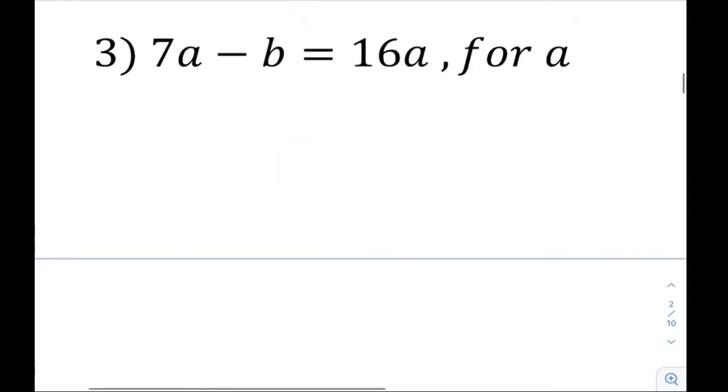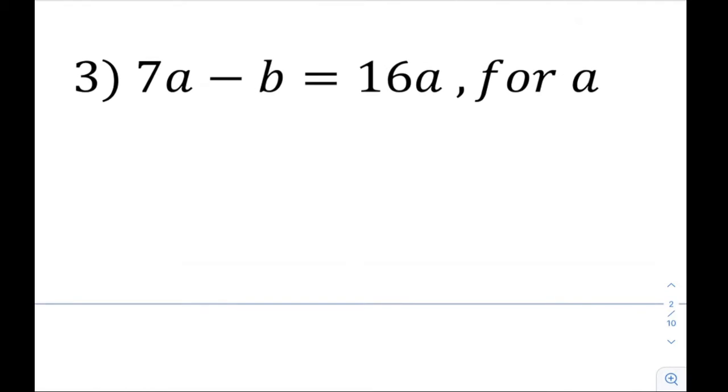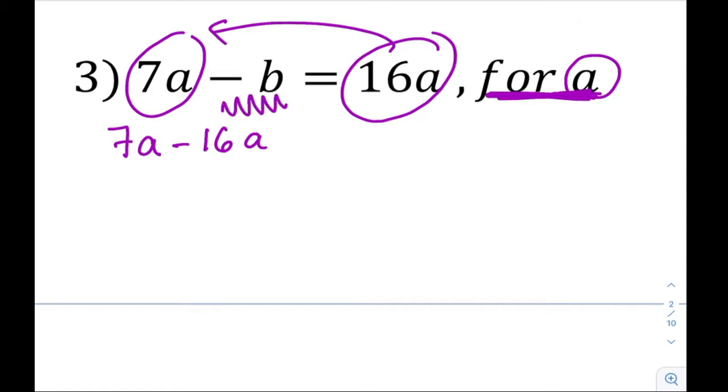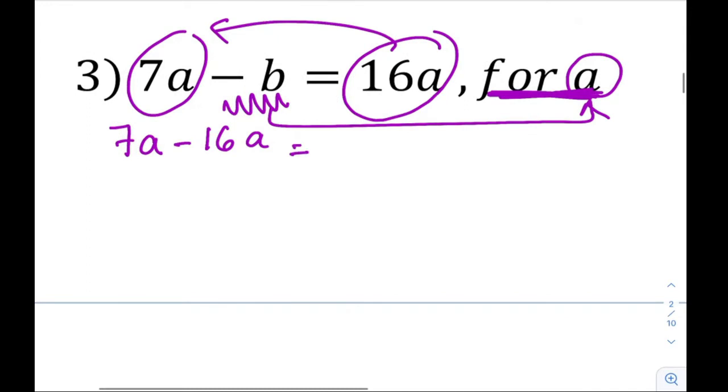Let's see here. We have another situation. We have a here and there, and we are solving for a. If you are solving for a, then first combine all the a's together. So 7a, take the 16a there and reverse the sign. Now, I don't want b to be here, so I'll take it to the other side and I will reverse the sign, keeping all the terms with a together. And 7a minus 16a is negative 9a is equal to b.